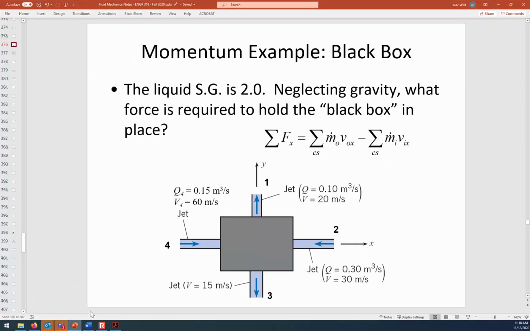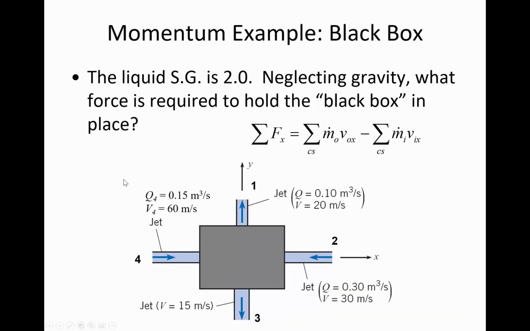Okay, now, in the vertical, we know the flow rate at 4, that's given. We know the flow rate at 2, we know the flow rate at 1, but here at stream 3, there's no flow rate specified, just the velocity. So does that mean that we should just throw our hands up and quit the problem? Well, no, it doesn't mean that. It means that we're going to apply the continuity equation.